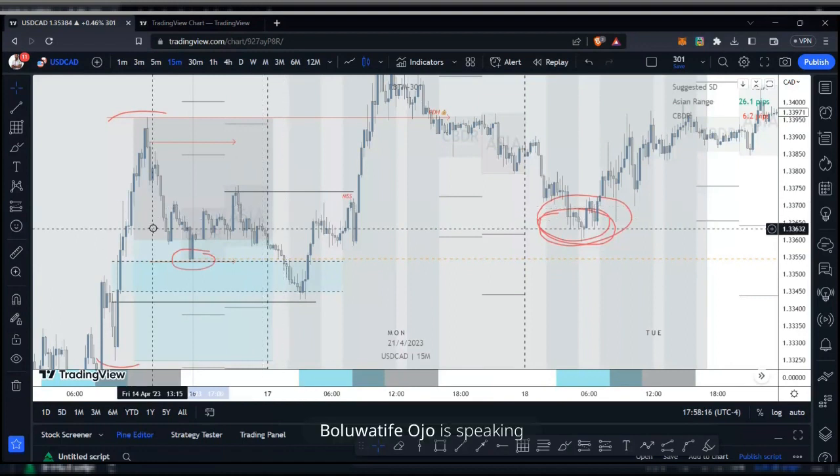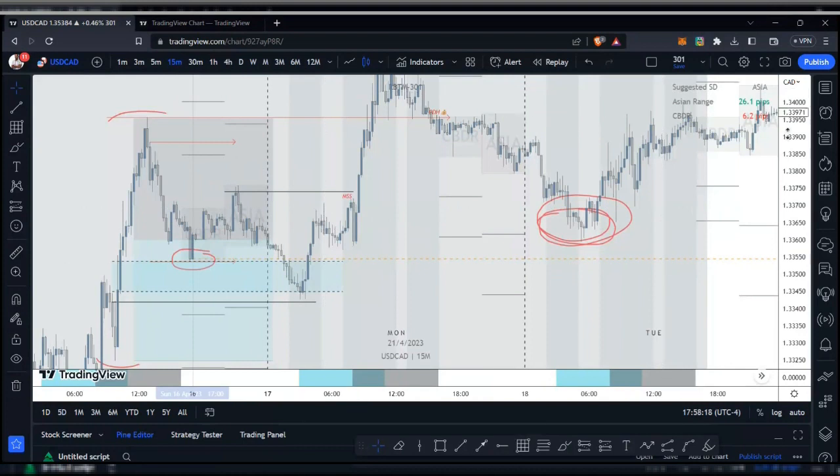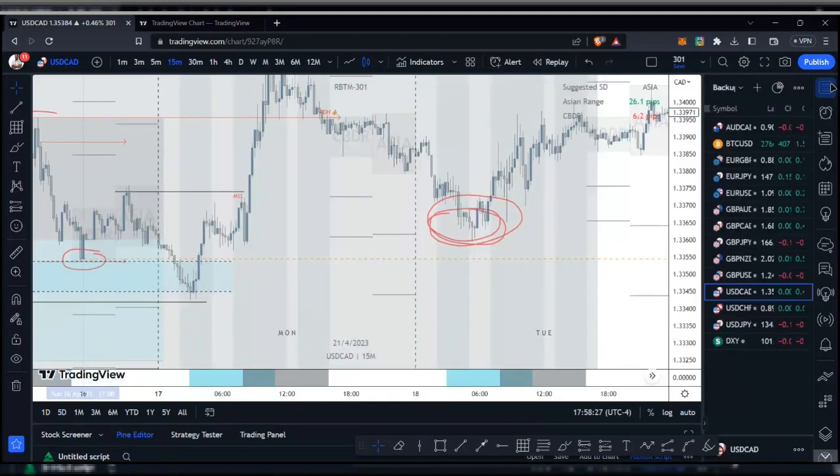All right, let's do one more. Let's do one more. Which pair can we go to? The first person to type a pair, that will be the pair we'll look at.